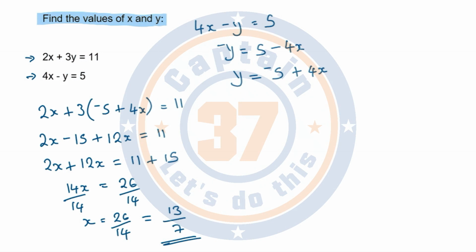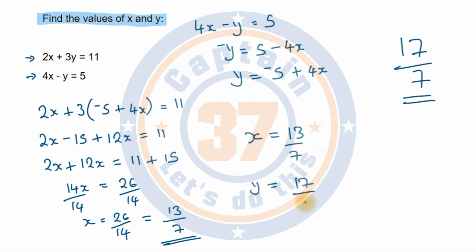So what did you find as being the value of y? Your answer should be 17/7. Is that what you found? That is the answer, 17/7. So for this particular question, the value for x is 13/7 and the value for y is 17/7.